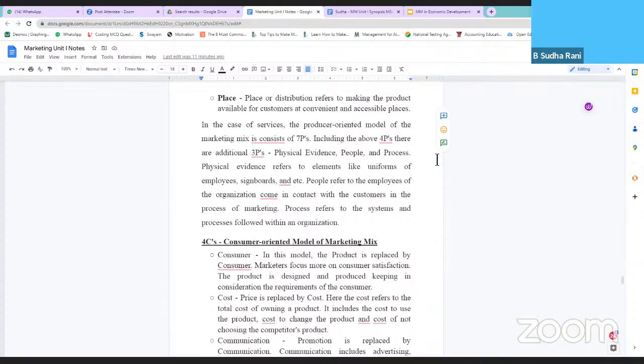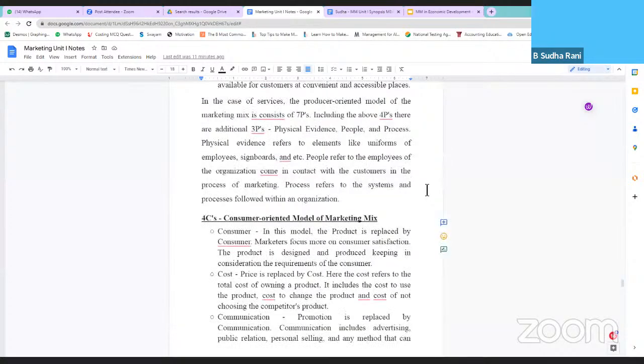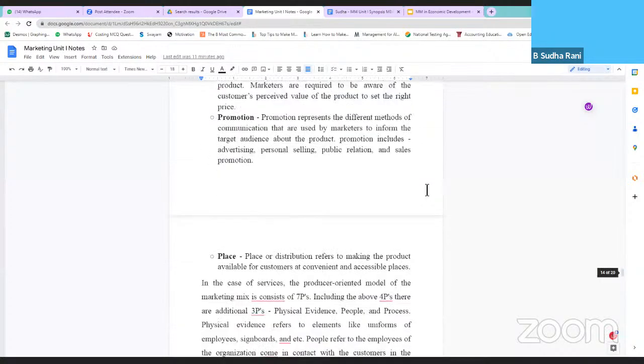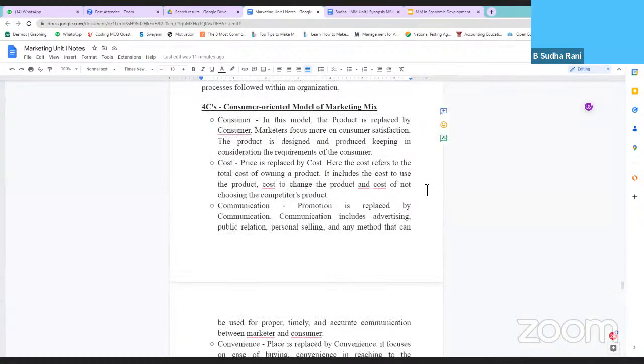Process means the systems that are adopted within the organization. Now, the modern marketing mix is the 4 P's, that is product, price, promotion, place. These are converted to the C's, in the recent era, when the consumer has been given priority. These 4 P's are converted from the customer's perspective.